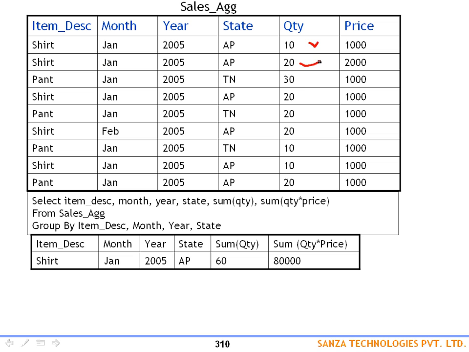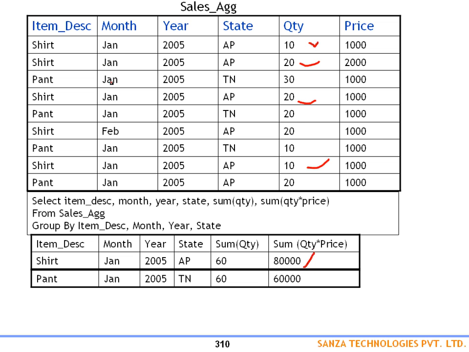So for shirt January 2005 AP, how much is it? 10 plus 20, 30 plus 20, 50 plus 10, 60. Then 10 into 10,000 is 10,000. 20 into 20,000 is 40,000. 40 plus 10, 50. 20 into 10,000, 20,000. 50 plus 20, 70,000 plus 10,000, 80,000. That is the sum of quantity into price.